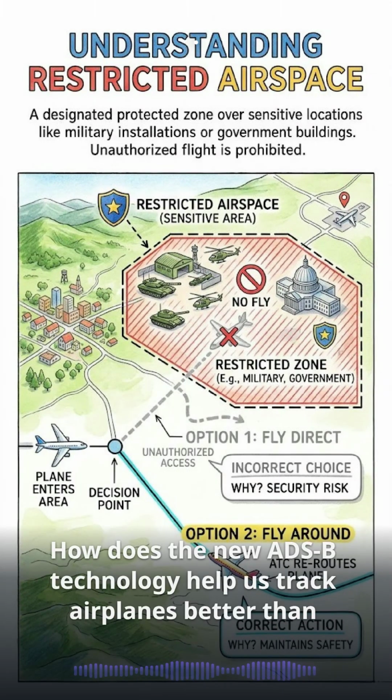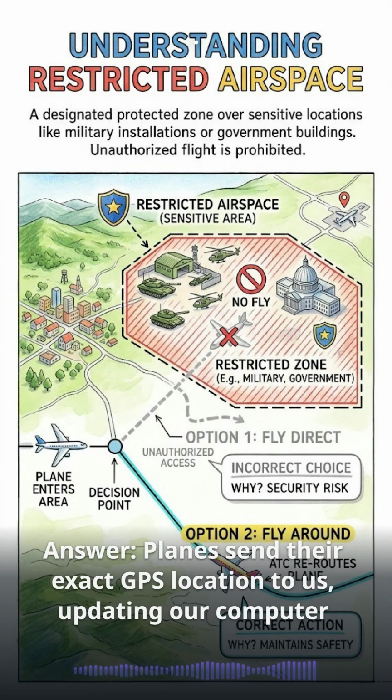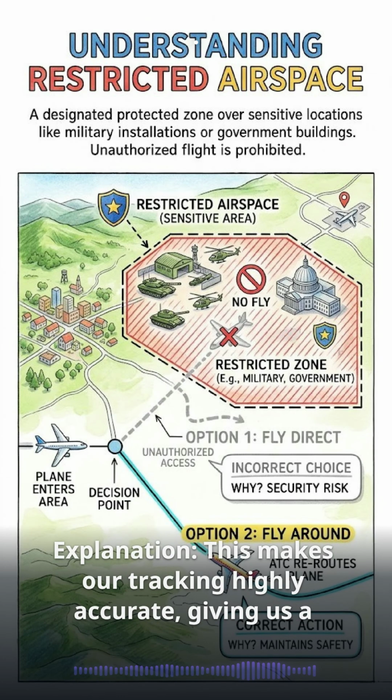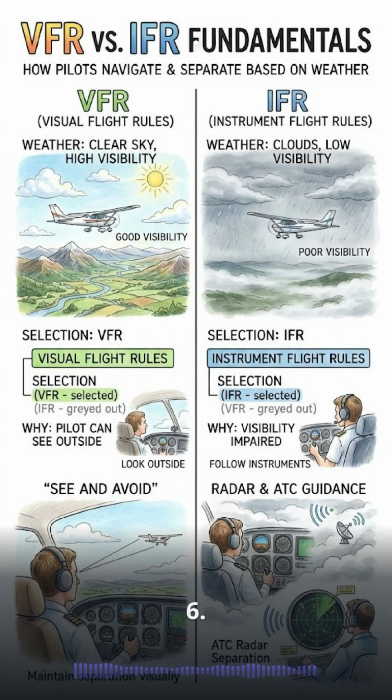5. How does the new ADS-B technology help us track airplanes better than older traditional radar systems? Planes send their exact GPS location to us, updating our computer screens faster than older radar. This makes our tracking highly accurate, giving us a clearer picture of the crowded flying sky.